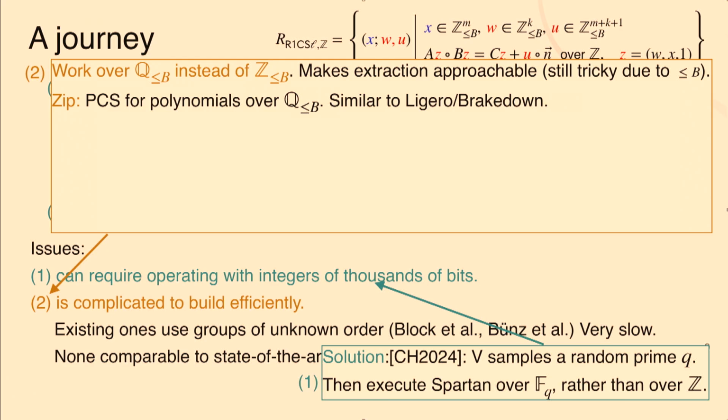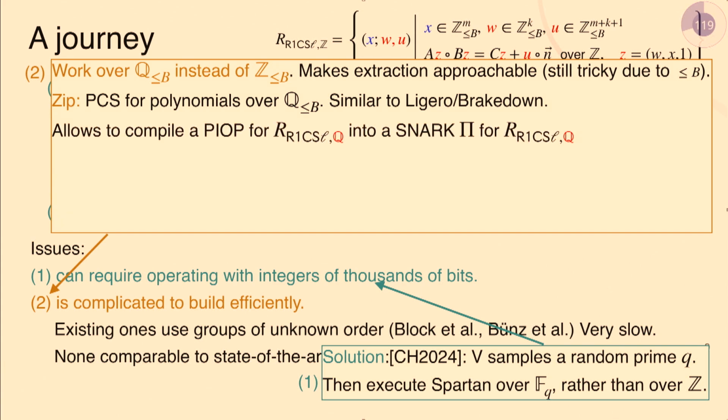You have to guarantee that there's a certain bound on the coefficients, which makes things trickier, but it's doable if you go to rationals. So we designed this PCS, which is called ZIP. It's based on the Ligero Breakdown PCS, which is a PCS for polynomials with coefficients over the rationals of certain bit size. This allows us to compile our relations into a SNARK, but our relations now are relations over rationals, because we can only guarantee that the prover is using rational numbers.